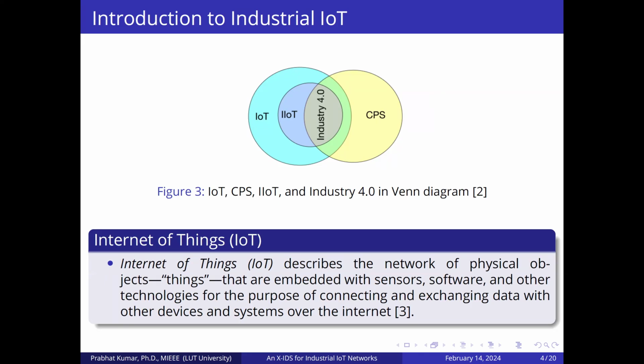And within this broad term of IoT, we have this industrial thing, or you can say some smart devices which are more related to industry, or they are industry oriented, and we are calling them industrial Internet of Things. But there are two more concepts. If you see, in this Venn diagram, there are two big circles. One is for IoT, and the other is for a cyber physical system.